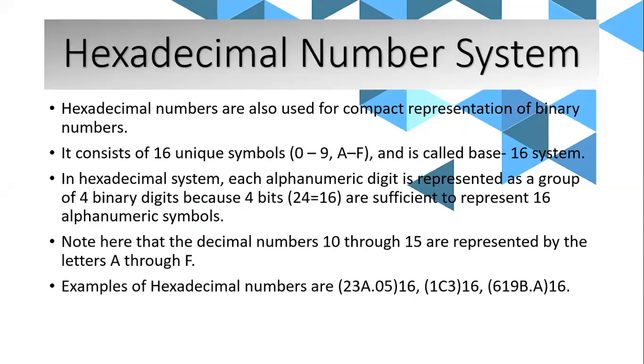In hexadecimal system, each alphanumeric digit is represented as a group of 4 binary digits because we use 4 bits. 2 raised to 4 equals 16. The 4 bits are more than enough. They're sufficient to represent 16 alphanumeric symbols. Note here that the decimal numbers 10 to 15 are represented through the alphabets A to F. Some example numbers are given to you all. 1C3, 619B, these are all hexadecimal numbers.